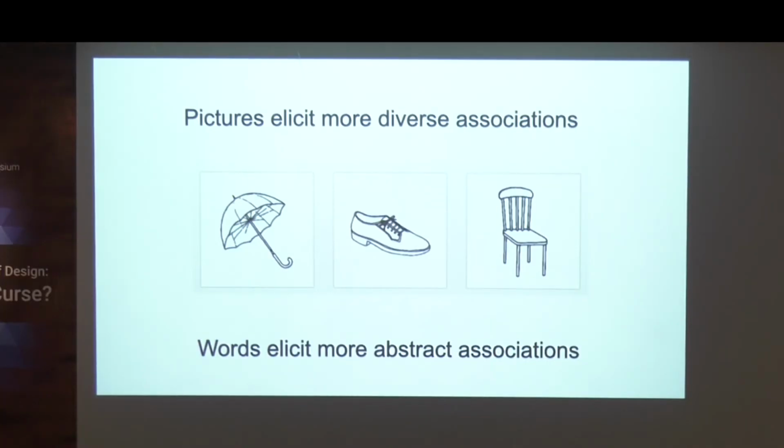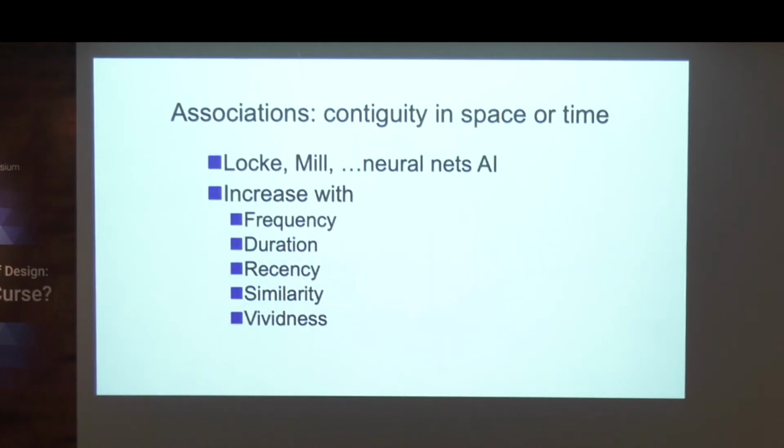So thought is associative. Chair leads to table, umbrella leads to rain, shoe leads to foot. And pictures lead to more concrete associations. Words lead to more abstract ones. This is something we and others have studied. I'm going to skip Locke. Associations come from contiguity in space or time. They get stronger with frequency, duration, similarity, vividness. Again, this has been studied for a long time.